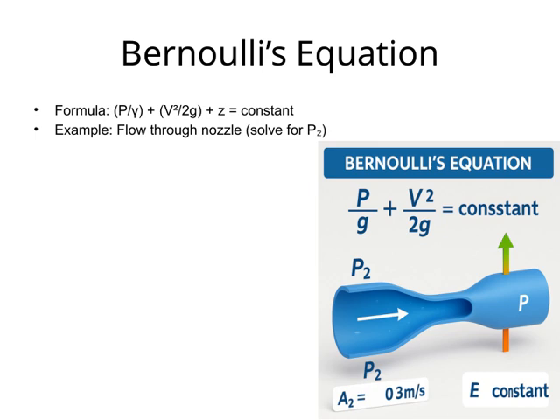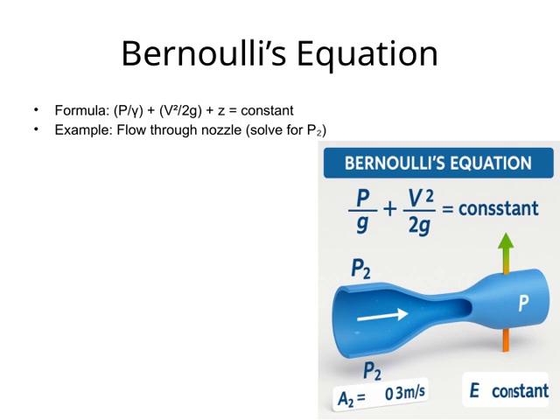The first term, P over gamma, represents the pressure head. The second term, V squared over 2g, is the velocity head, indicating the kinetic energy of the fluid. And the third term, Z, is simply the elevation head, showing potential energy due to height. What's really powerful about this equation is how it links pressure, velocity, and elevation, demonstrating how energy is conserved in flowing fluids.